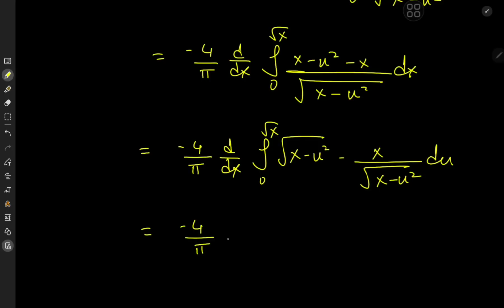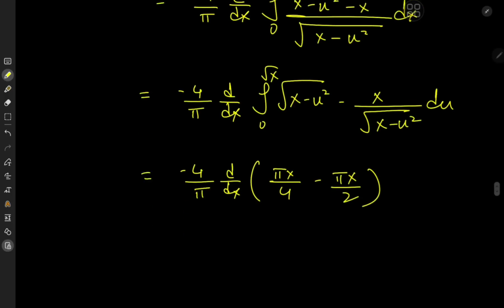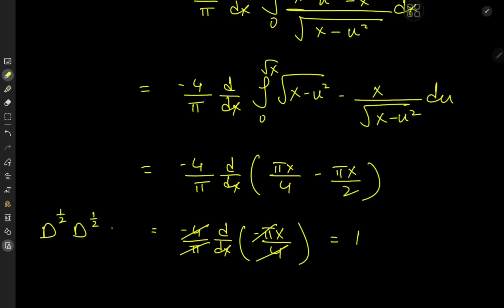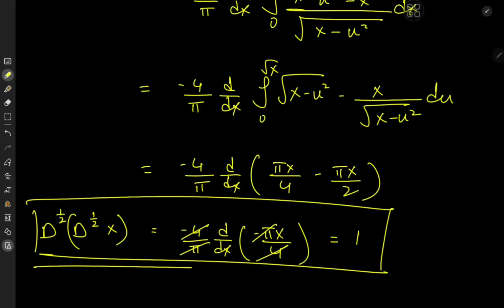So we have negative 4 by pi times the derivative with respect to x of (pi x by 4 minus pi x by 2). So that sorts out to negative 4 by pi times the derivative with respect to x of negative pi x by 4. So there's some nice cancellation taking place. The negative sign goes away, and the derivative of x with respect to x is, of course, 1. So we do indeed have that the half derivative operator applied twice to the function f of x equals x does yield exactly the same result.